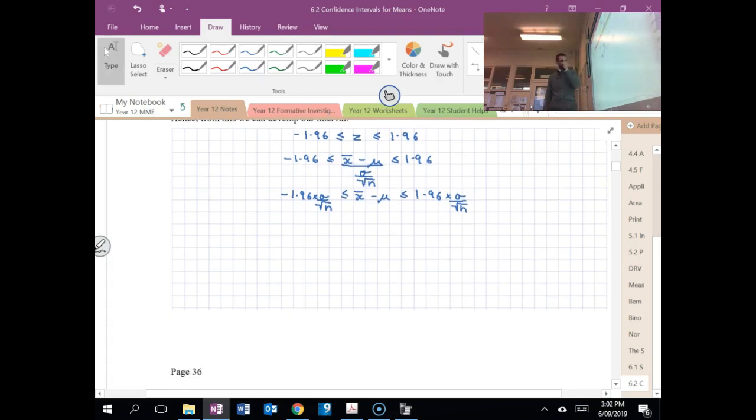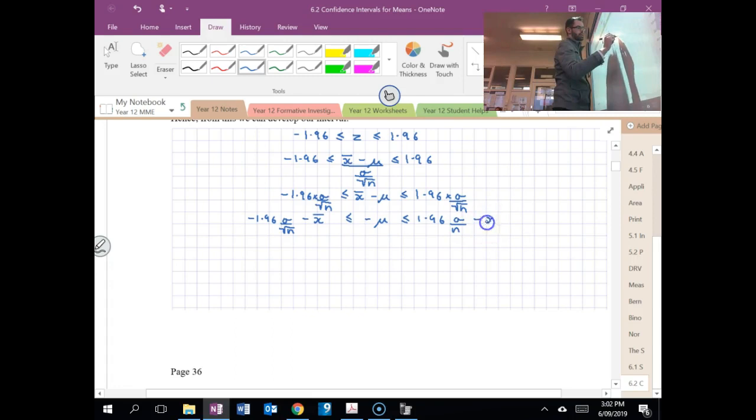And so then I can subtract x bar from all sides. So it's going to be negative 1.96 sigma on root n, take x bar, less than or equal to negative mu, which is less than or equal to 1.96 sigma on root n, take x bar. Here, by subtracting x bar, I've got rid of it, and so then it's just on either side.